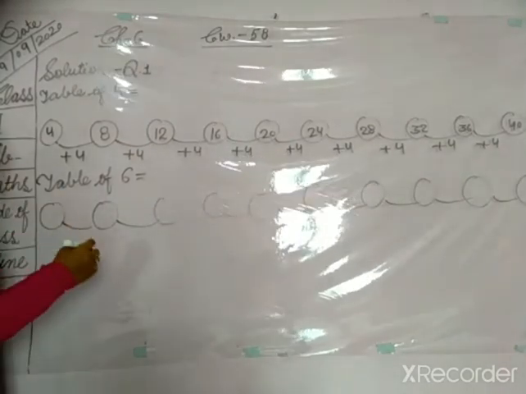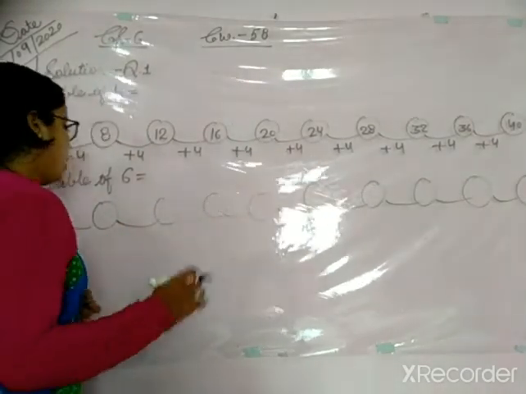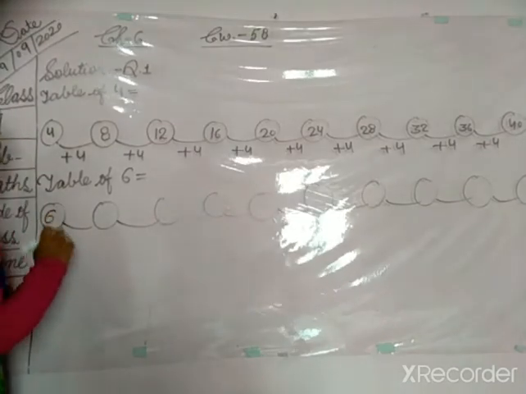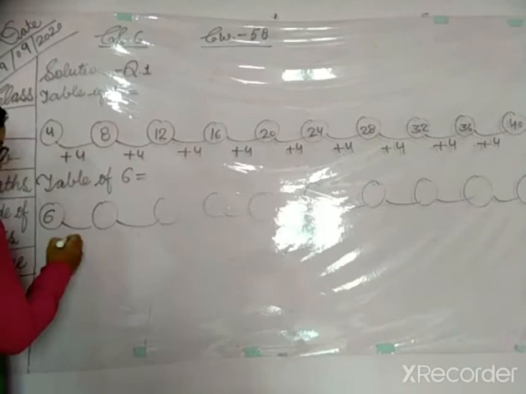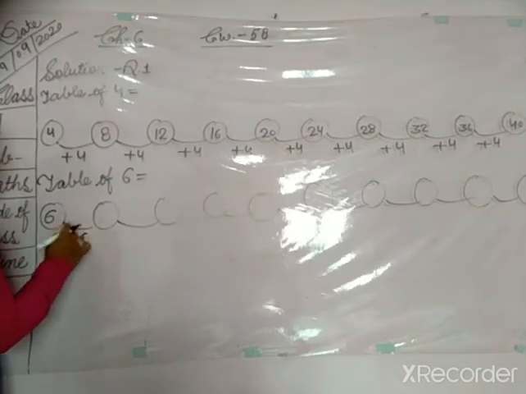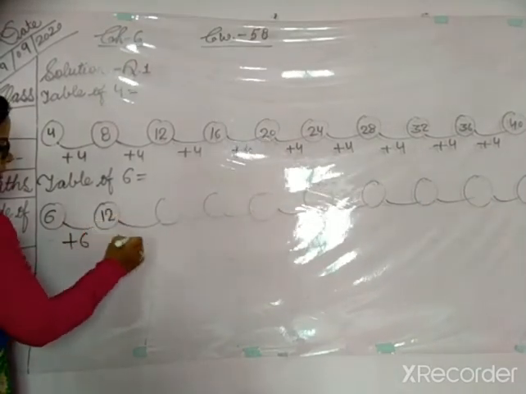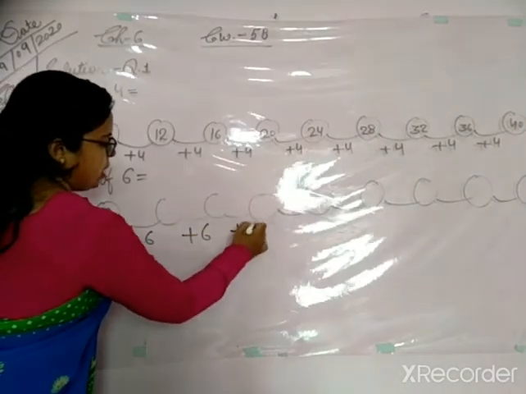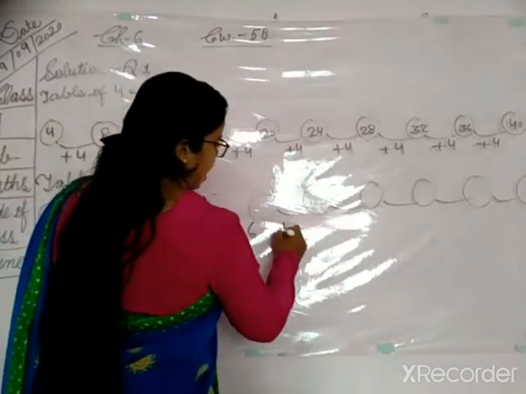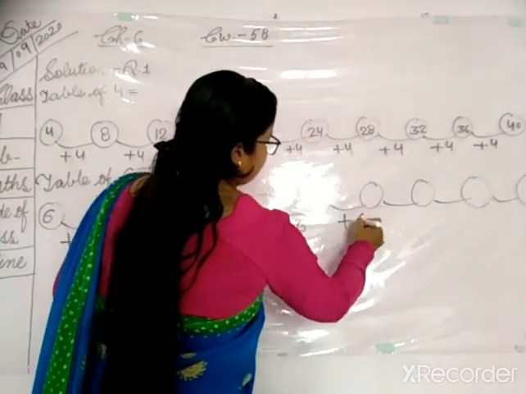So what to write here? You have to write 6 first of all, because this is the table of 6. Then you have to write 6 plus 6. 6 plus 6 is equal to how much? 12. Then plus 6. Let's do one thing, first write 6 plus below, okay, so that you can add it well. You can add it quickly.